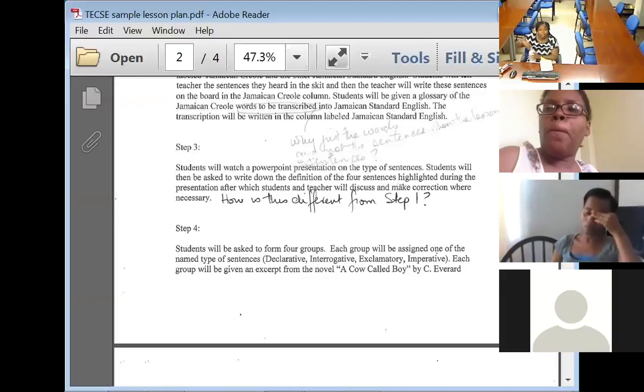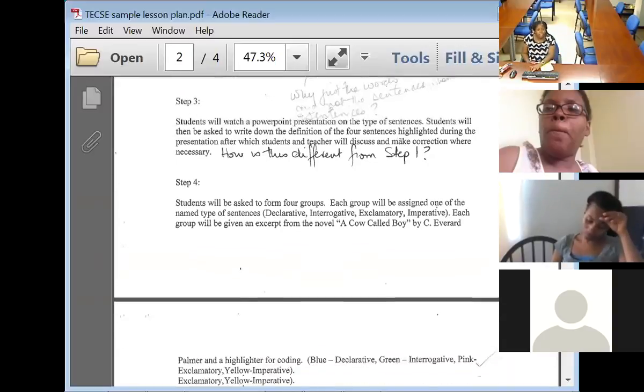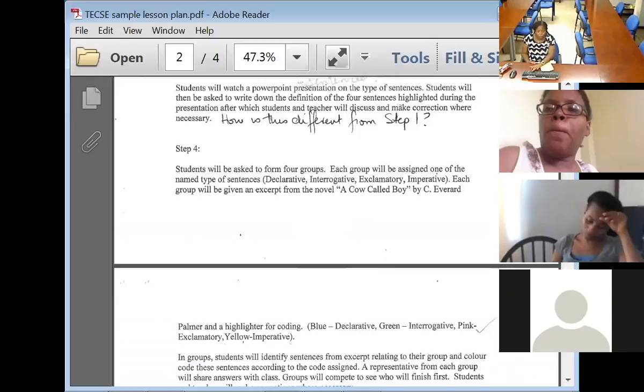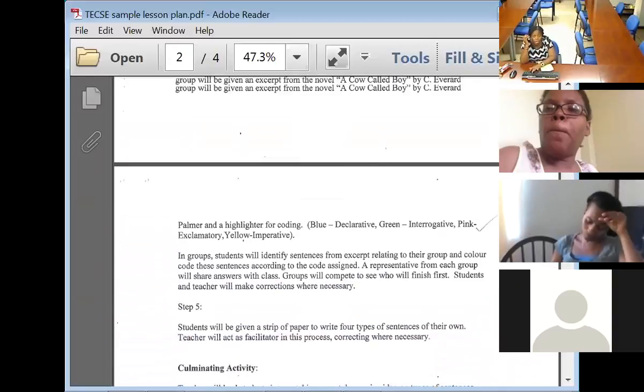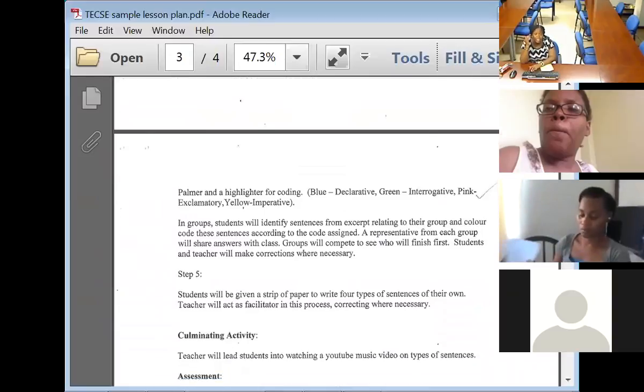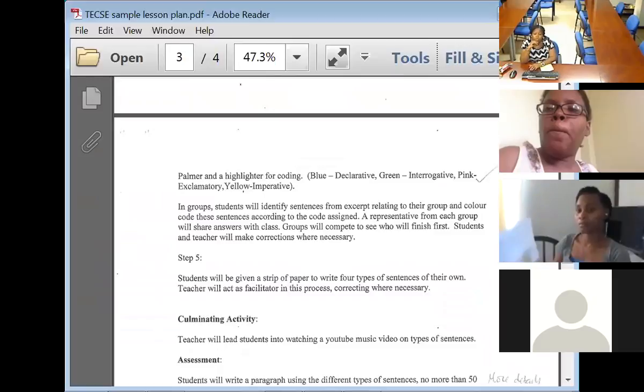All right, we can skip step 3 because it's basically the same as step 1. Now, students will be asked to form 4 groups. Each group will be assigned one of the named types of sentences: declarative, interrogative, exclamatory, imperative. Each group will be given an excerpt from the novel A Cow Called Boy and a highlighter for coding the different sentences. Now, in this activity, which 2 principles could you link it to?